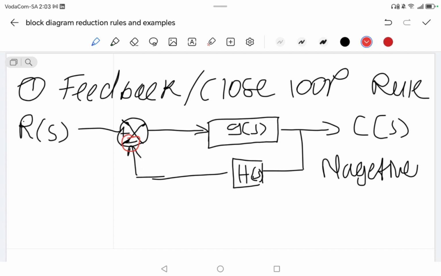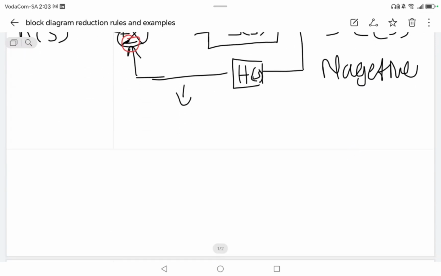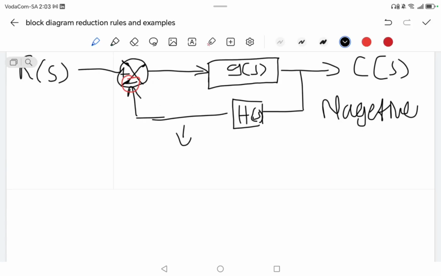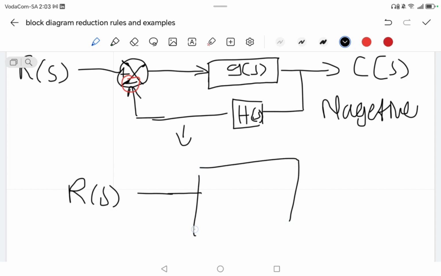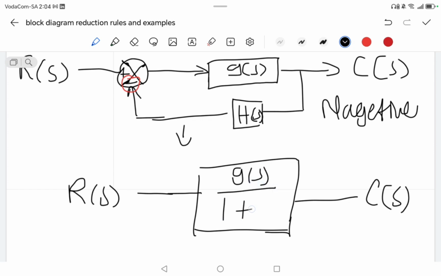Now let us reduce this circuit. We're gonna have our R of S reduced, and that means we're left with only one box now. Then what do we do to the box? We take our gain G of S as the numerator, and divide it by 1 plus G of S multiplied by the feedback gain, right?